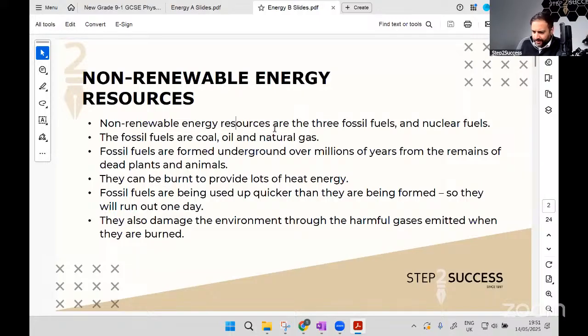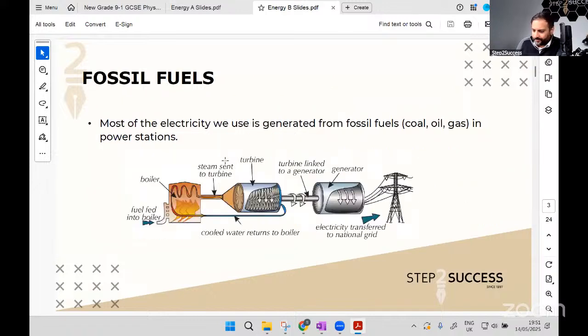Non-renewable energy resources are those three. They are coal, oil, and gas. We burn fossil fuels. A lot of people don't get this, but the way we get electricity from burning fossil fuels is we heat it up. We burn it, and we use the heat to boil some water. The steam is used to turn a turbine, which then generates electricity. Is that okay?